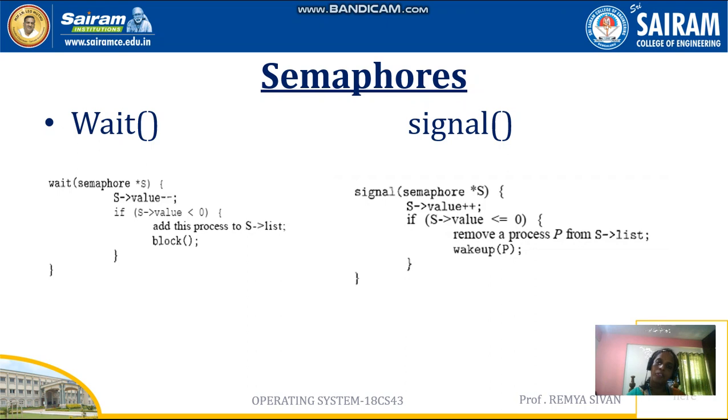In signal, after the critical section the process is going to execute the signal operation, right? After the critical section means they completed their work, so they can leave their resource. When they are leaving their resource, the total number of resources is incremented, so the S value is incremented.